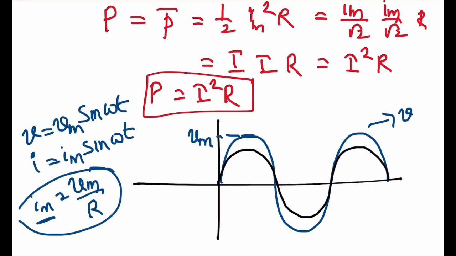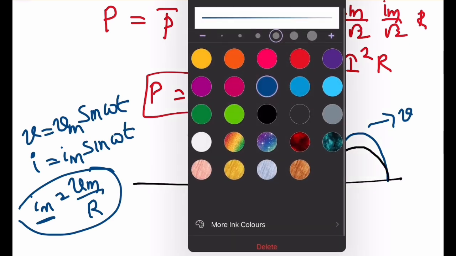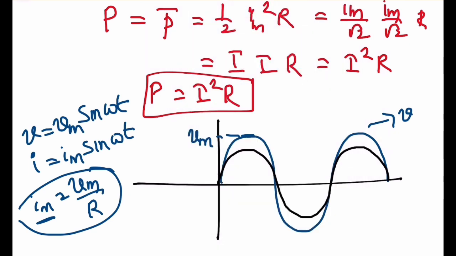Very clearly you can see here. Both of them reach the maximum value here at the same time. Both of them become 0 at the same time. Both of them reach maximum negative value at the same time. And again both of them will become 0 at the same time. So it goes on like that, 0, pi, 2 pi and so on.